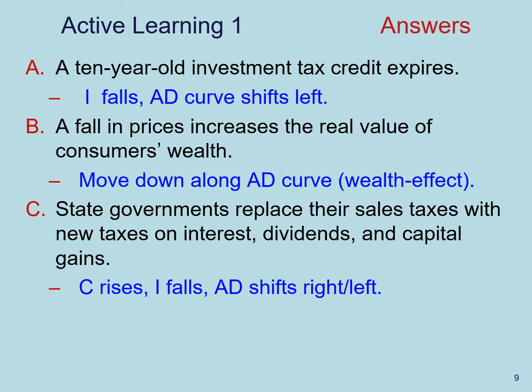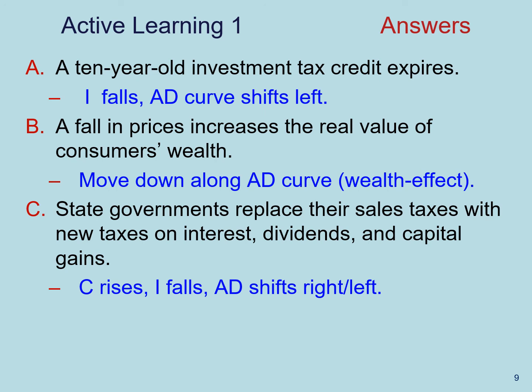Now let's think about B. A fall in prices increases the real value of consumers' wealth. This is the definition of the wealth effect, and we know that any change in prices has to move us along the aggregate demand curve.